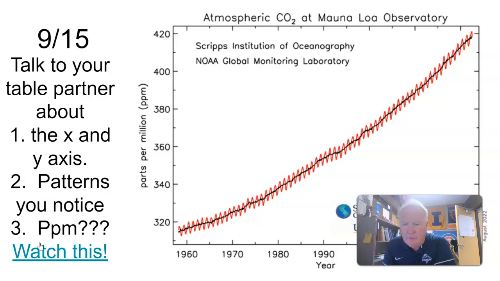So first of all, you can see behind me is a chart, and this was going to be what we were going to be talking about if I was here. And it shows the atmospheric carbon dioxide at the Mauna Loa Observatory. That's in Hawaii. And it goes from 1950 something until just today, right? And you can see on the y-axis, it says parts per million.